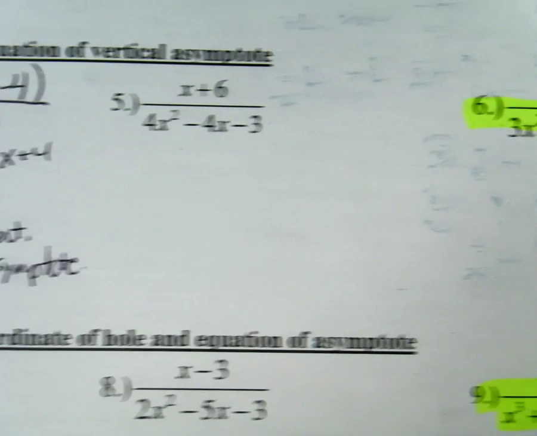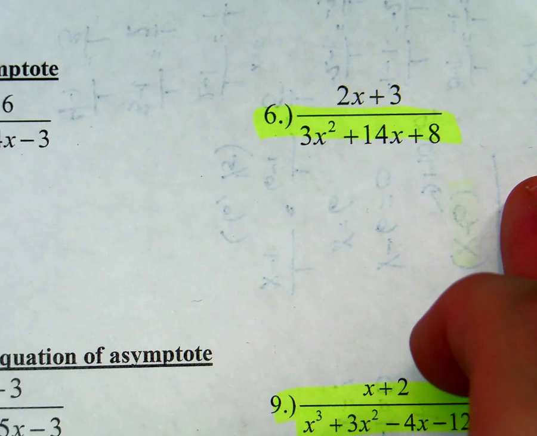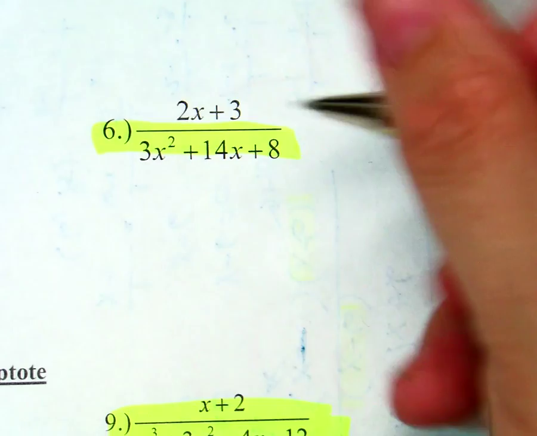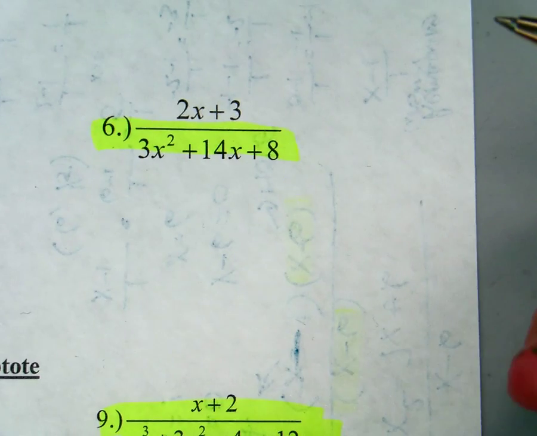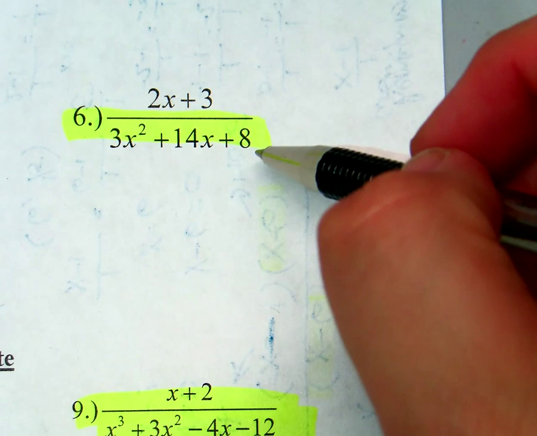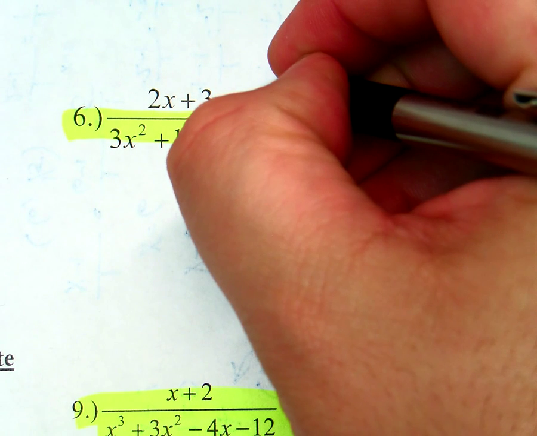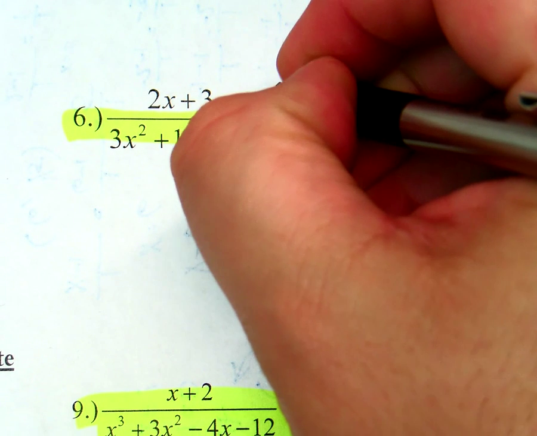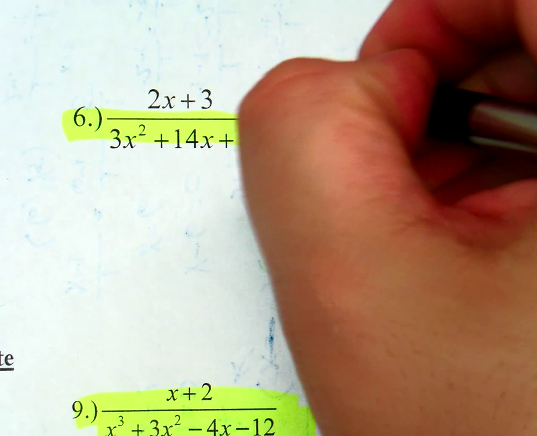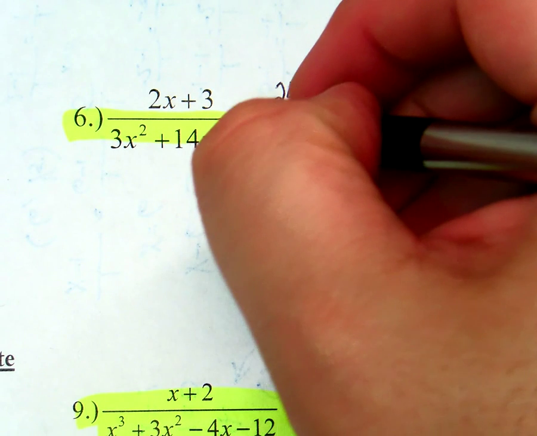On to number 6. Now, for number 6, 3 times 8. What's 3 times 8? 24. So I need something times something is 24. And they should add up to be 14.